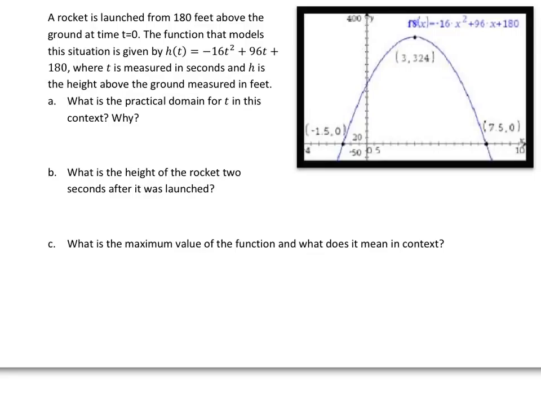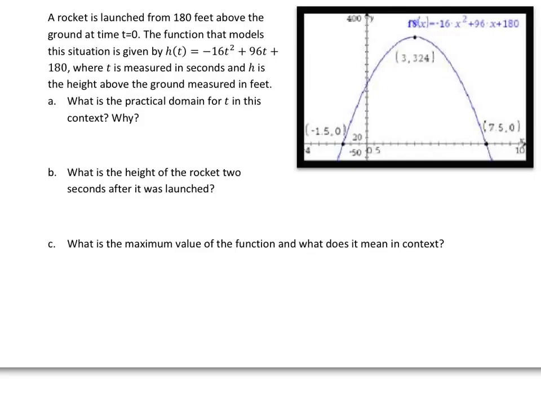A rocket is launched from 180 feet above the ground at time t equals 0. The function that models this situation is given by h of t equals negative 16t squared plus 96t plus 180, where t is measured in seconds and h is the height above the ground measured in feet. What is the practical domain for t in this context, and why?